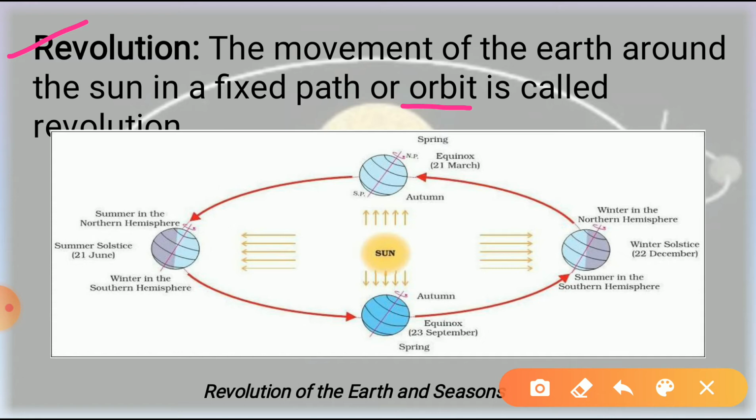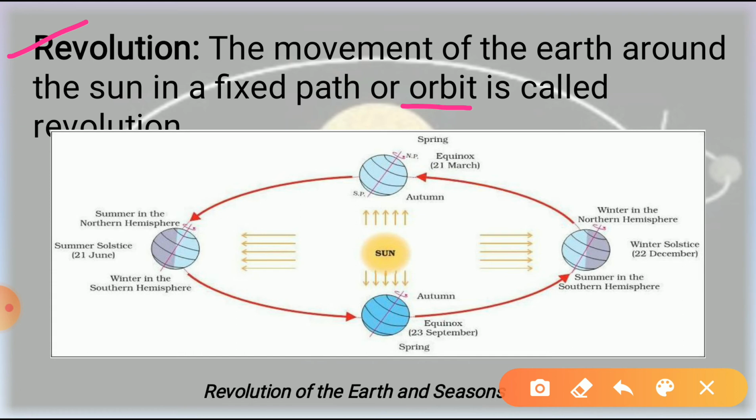And the period taken by the earth to make one complete round of the sun is 365 days, 5 hours, 48 minutes and 45.51 seconds, which is taken as 365 days and 6 hours. So this is the revolution of the earth. The movement of the earth around the sun in a fixed path or orbit is called revolution.